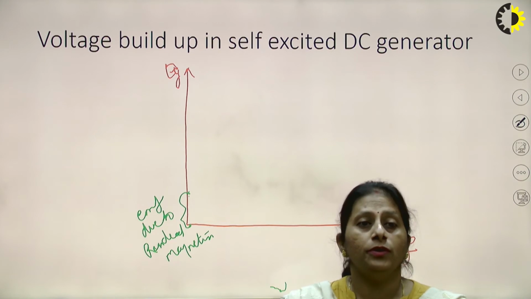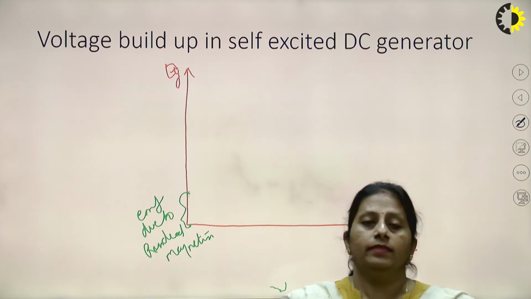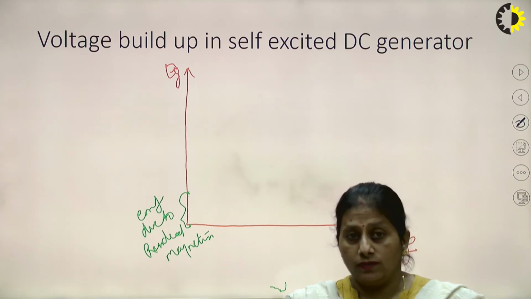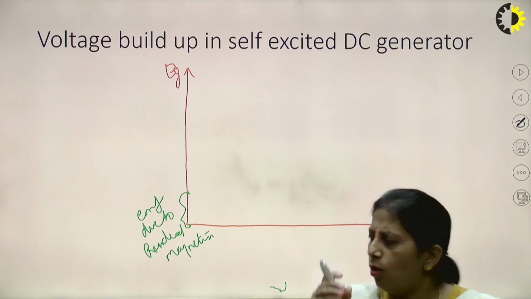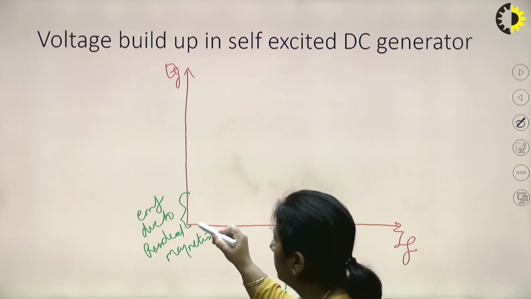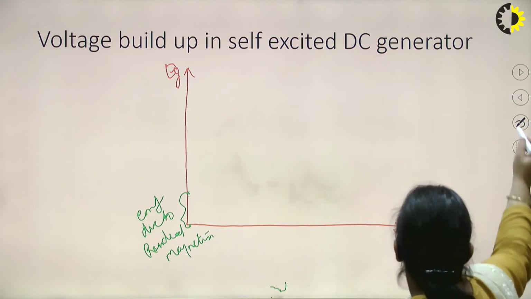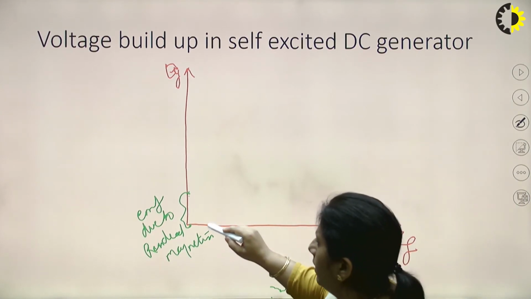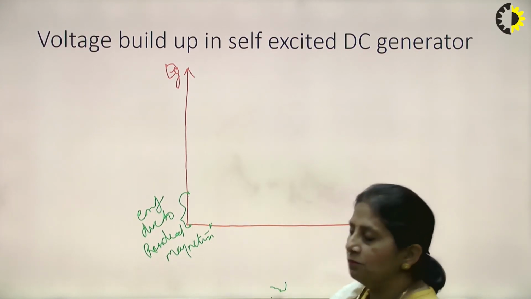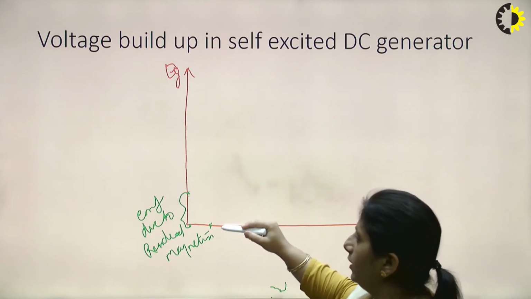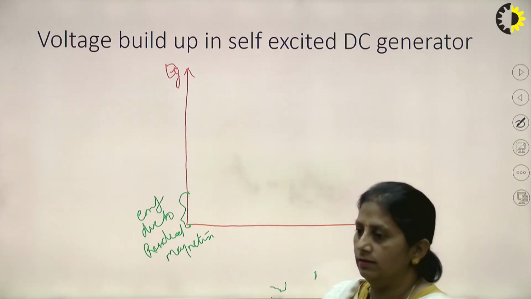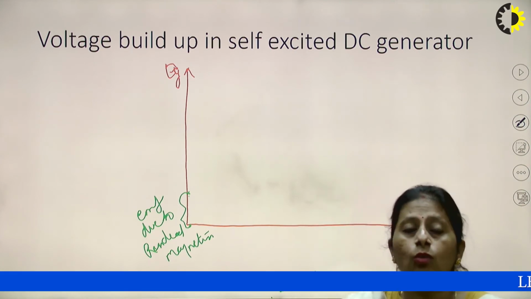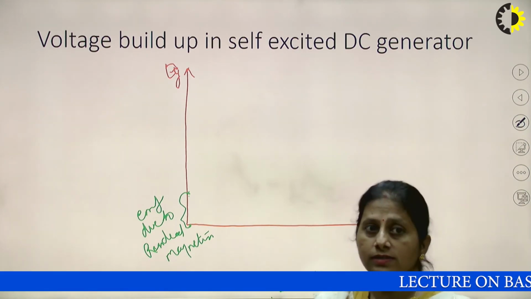Because of that small induced EMF, obviously the armature circuit would be driven, and I'll have a small armature current. Because of that small armature current, I'll have a small field current, right? Now, because this current is increased, I'll have an increased value of flux cutting. The field is now much stronger.